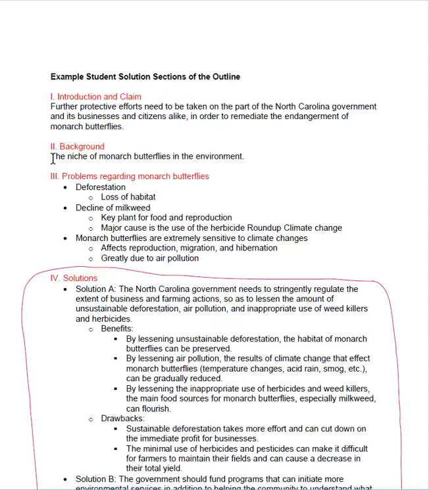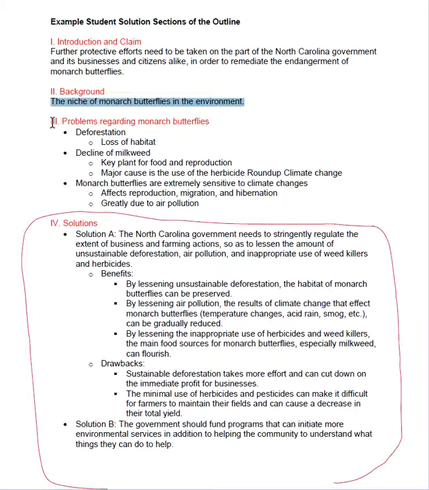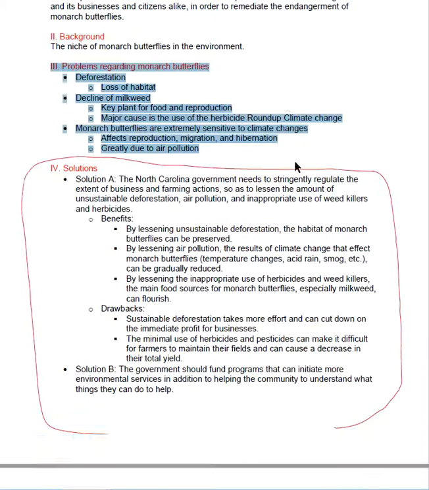And she gives her background, what she's going to talk about, where monarch butterflies fit in the overall scheme of the environment. She's going to talk about her problems, and there's 3 parts of the problem she wants to look at: deforestation, decline of one of their foods, the milkweed plant, and their sensitivity to climate change. So that's what's going to be in her problem section.